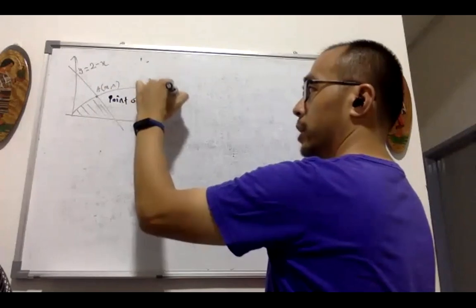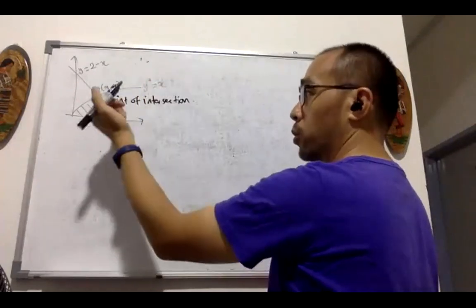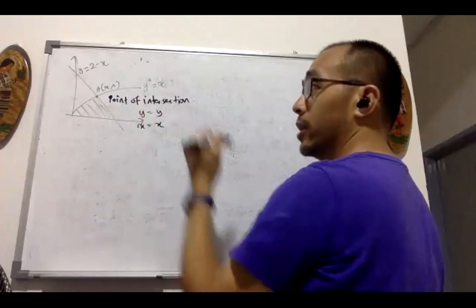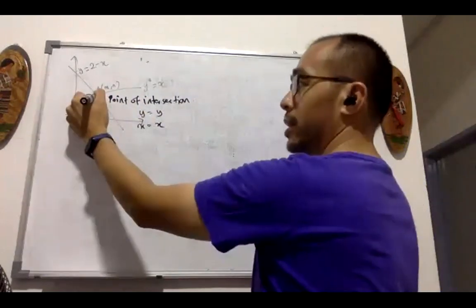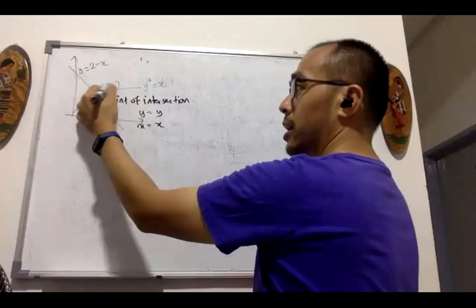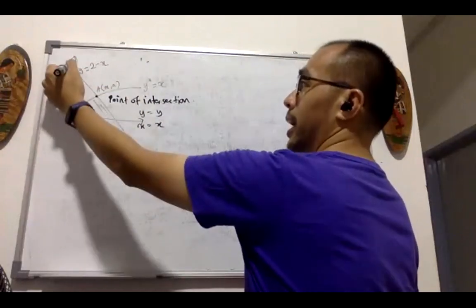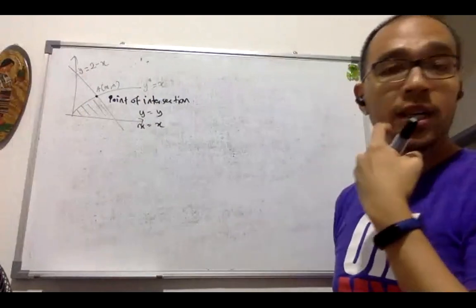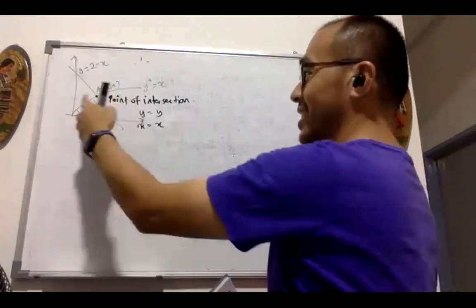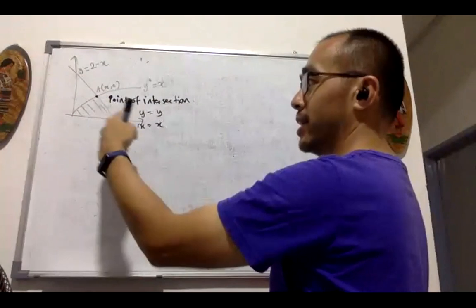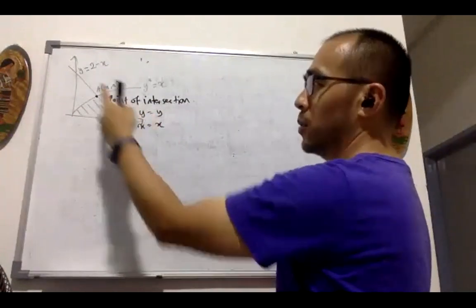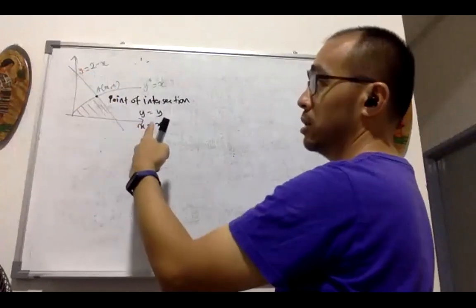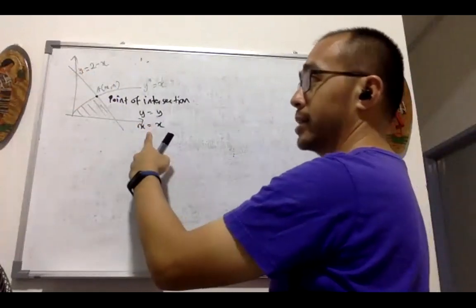If you have a point of intersection, you can do one of two things: either y equals to y or x equals to x. Because at the point of intersection, the x coordinate and y coordinate for this curve and for this straight line are the same. So I can use either method. But y equals to y is a little bit complicated because it's y squared and this is y, so it may be easier for me to do x equals to x.